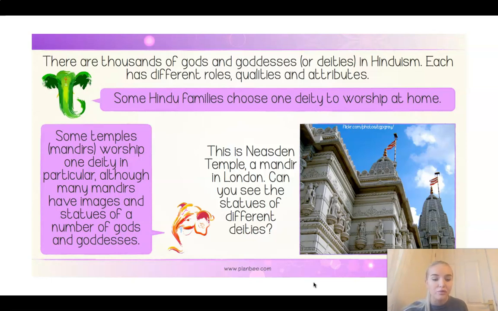Now this picture on the right hand of the screen is a picture of the Neasden Temple. This is an example of a mandir, a temple in London. Can you see the statues of the different deities that are here? Pause the video and have a look. Okay, so you might have spotted different deities all along the side here, and we are going to learn about some of the different deities in Hinduism today.